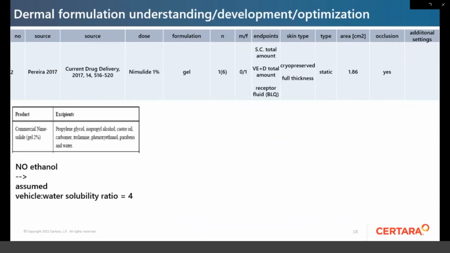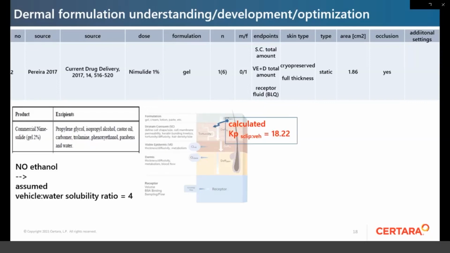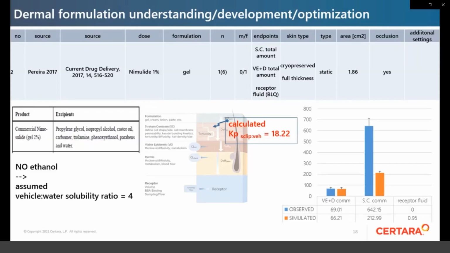The second study was used purely to verify this approach. It's a Pereira study where they used a nimesulide 2% gel with a different set of excipients with unknown Q3 parameters. So we didn't know the vehicle water solubility ratio. We noted there is no ethanol present there, so we assumed that the solubility ratio will be lower as compared against what we saw for nimesulide 1%, for example. So we assumed it will be 4. Then, based on that, we calculated the partition coefficient between the stratum corneum lipids and vehicle, and then we used it to run the prediction.